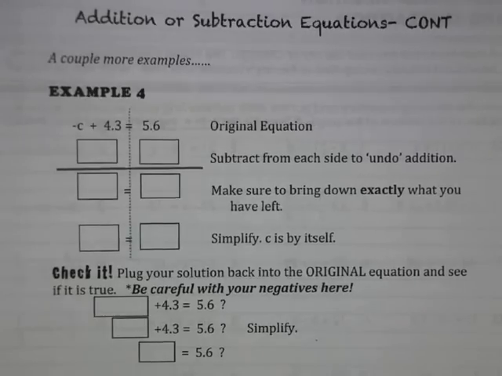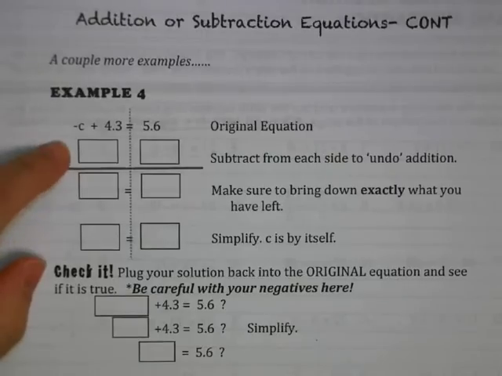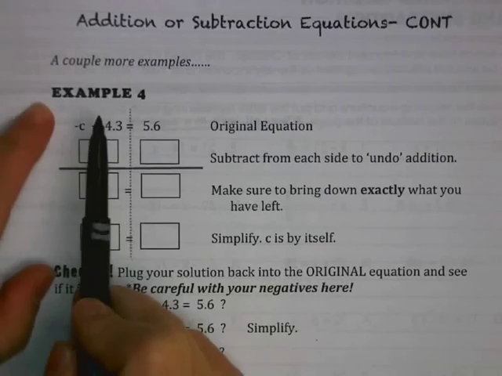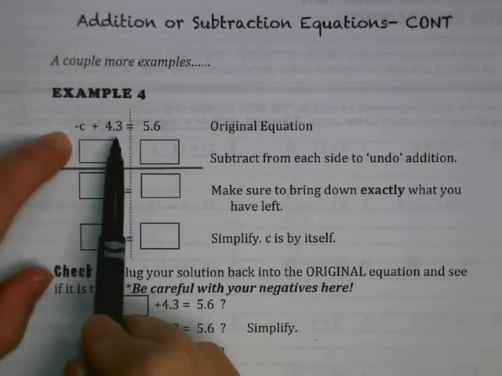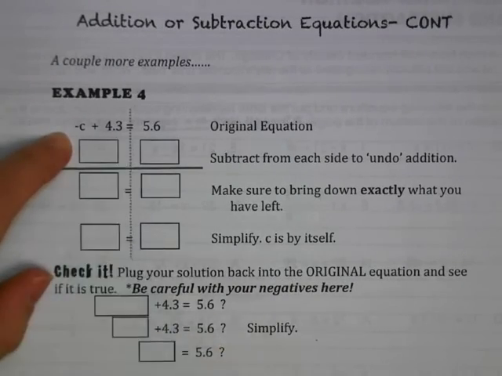All right, today we are going to look at some more examples of addition and subtraction equations. This time we're going to throw some negatives in here and some negative variables and see how we can deal with this. So let's look at example 4. And this one says negative c plus 4.3 equals 5.6.